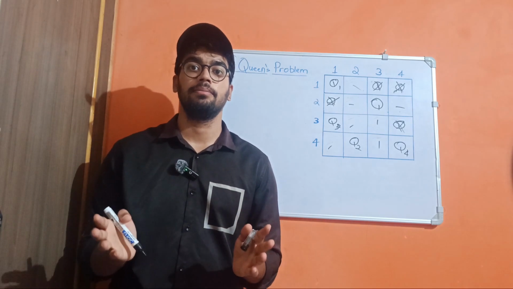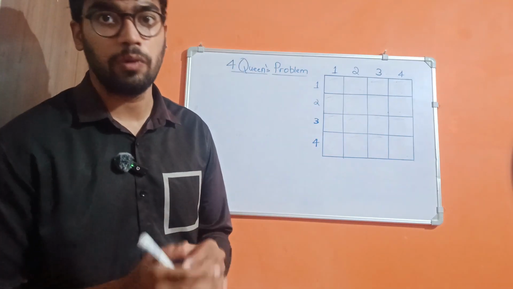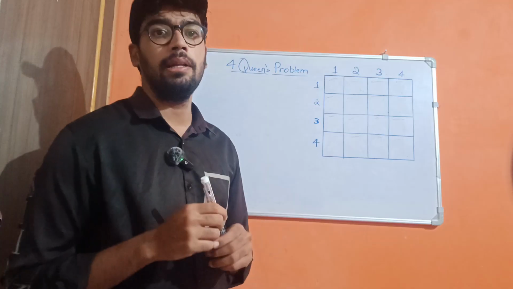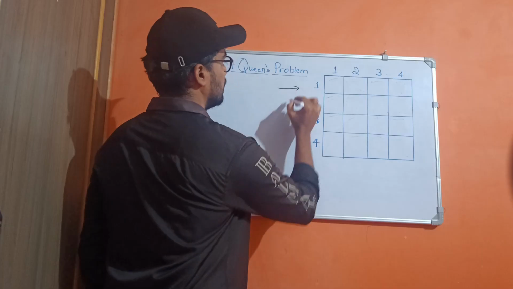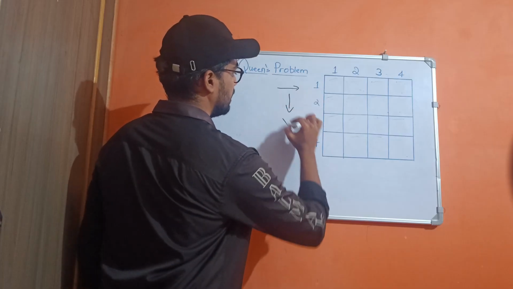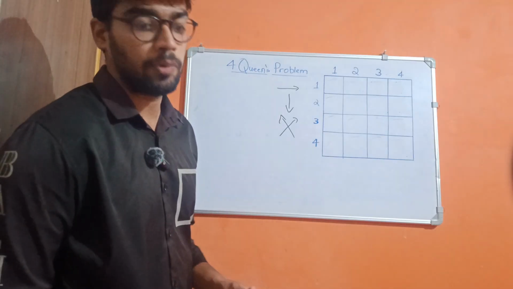So let's start. Here we are going to solve the n-queen problem for four queens. We have to keep in mind that it should follow the rules: the queen should not be placed in the same row, same column, or the same diagonal. So let's solve this four queen problem.